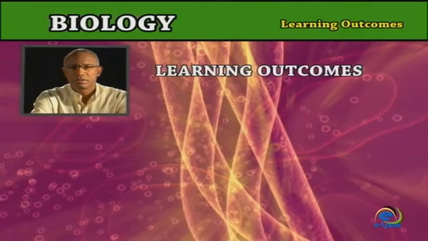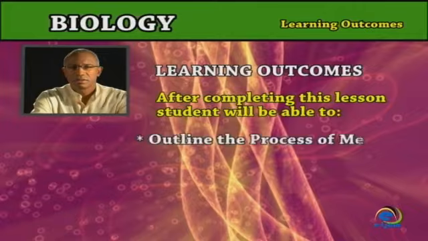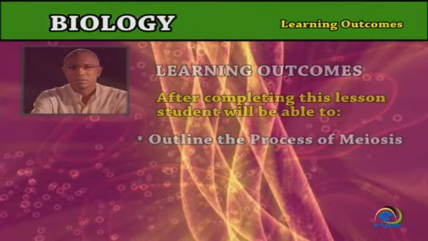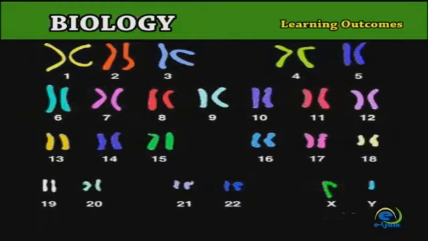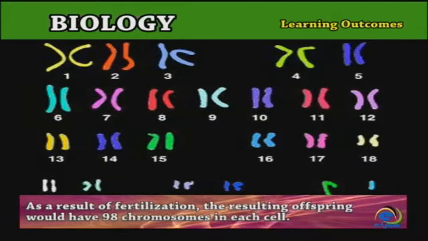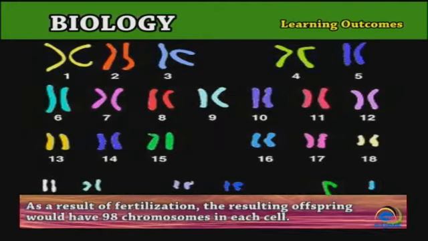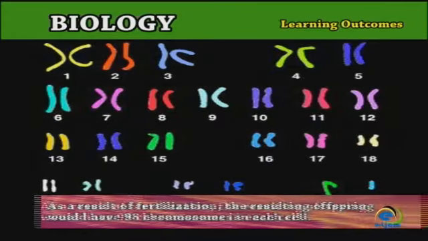Learning outcomes. After completing this lesson, student will be able to outline the process of meiosis. There are 46 chromosomes in each human cell except red blood cells and gametes. In gametes, sex cells, there are 23 chromosomes. Can you imagine what would result if gametes contained 46 chromosomes? As a result of fertilization, the resulting offspring would have 98 chromosomes in each cell.